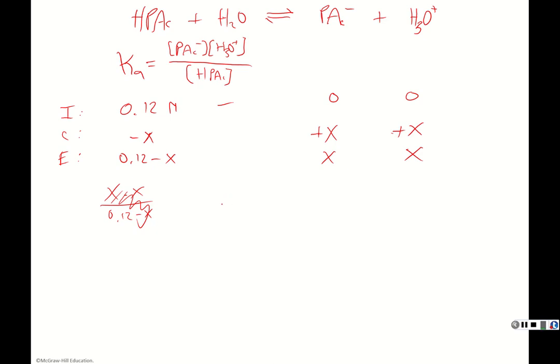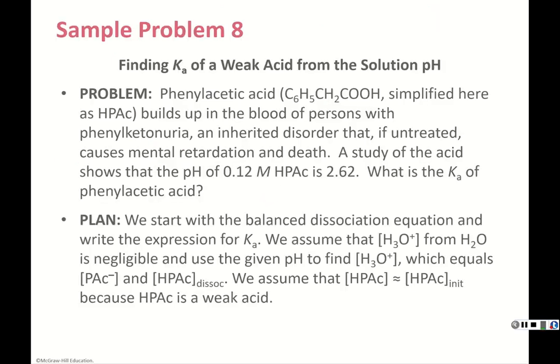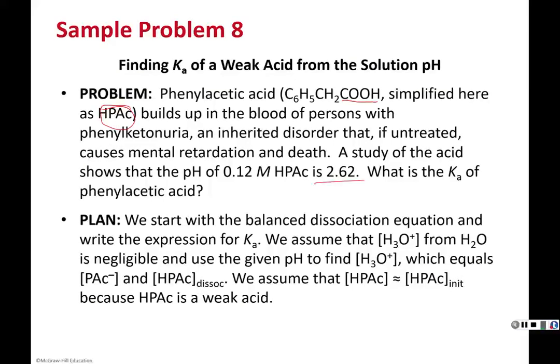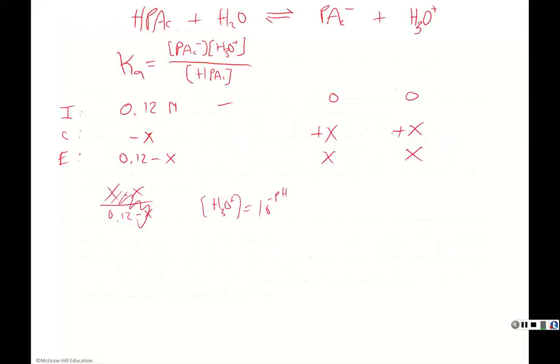Remember, your H3O plus concentration is going to be equal to 10 to the negative pH value, and we're given our pH in the problem as 2.62. So that would be 10 to the negative 2.62. And when we do that, we find that that is 2.4 times 10 to the minus 3 molar. So that's what X equals.